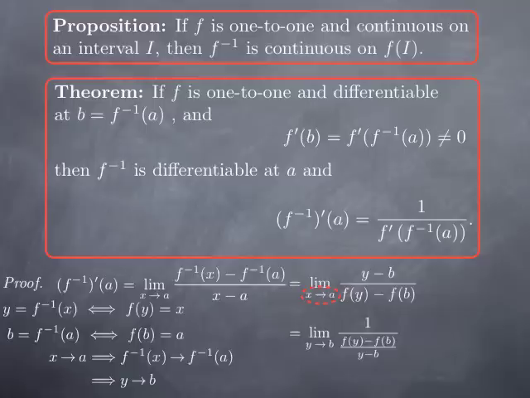Now, because we have assumed that the limit of f of y minus f of b over y minus b as y approaches b, which is f prime of b, is not 0, then we have that the limit of a quotient is a quotient of the limits, and we obtain just 1 over the derivative of f at b, and of course b being f inverse of a, we obtain the formula that we wanted to establish.